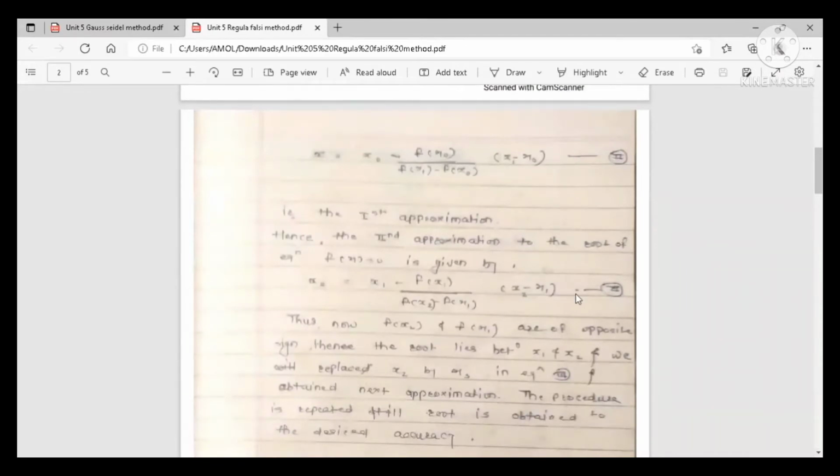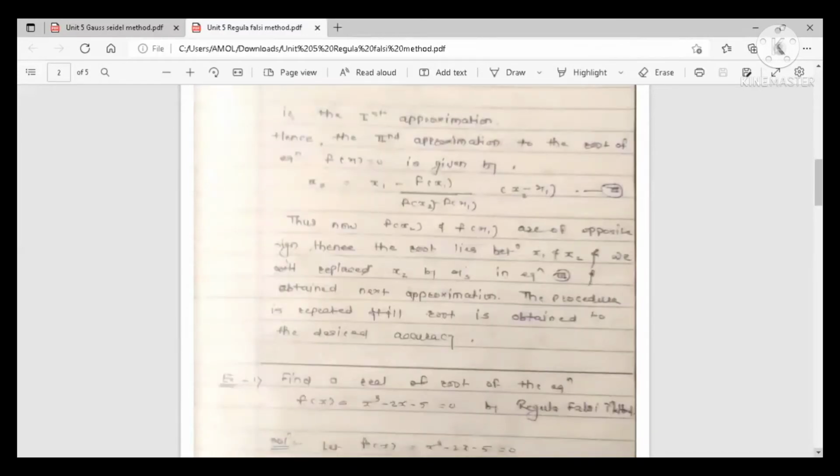From the first approximation, you will get the second approximation to the root of the equation f(x) = 0. It is given by x2 = x1 - f(x1)/(f(x2) - f(x1)) (x2 - x1). Thus, f(x2) and f(x1) are of opposite signs, hence the root lies between x1 and x2, and we replace x2 and x3 in equation 3 and obtain the next approximation. The procedure is repeated till the root is obtained to the desired accuracy.